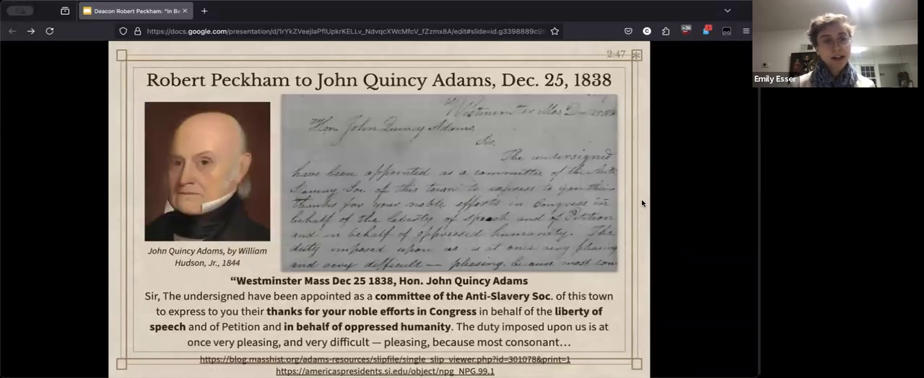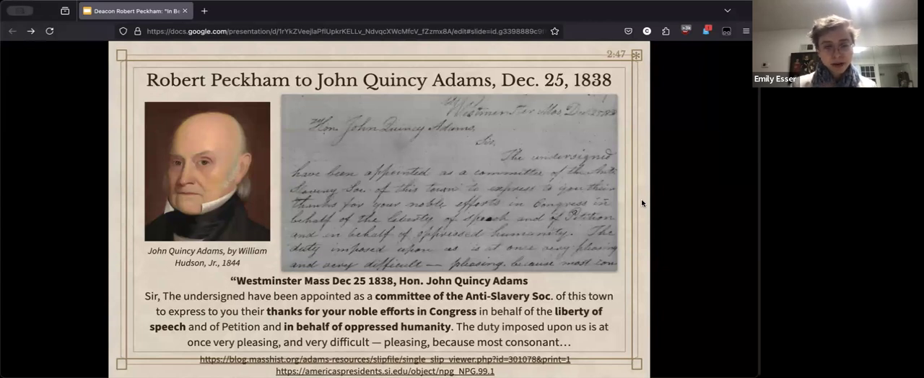I'll read the letter because I believe this is actually the first time that this letter has been seen. I dug it up out of the Mass Historical Society records of John Quincy Adams, one of 3 letters that Peckham wrote to him. Westminster, Mass, December 25th, 1838. So he took the time off on Christmas to write to Quincy Adams, send his very justified fan mail.